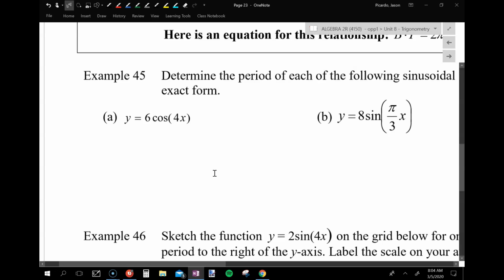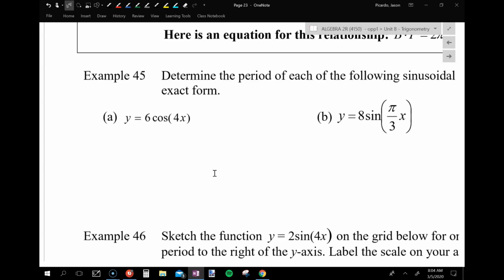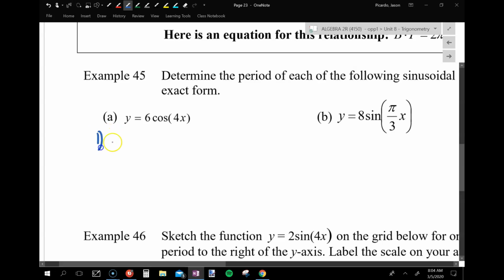Determine the period. How am I going to determine the period? Well, the first thing I need to do is figure out the frequency. And what is the frequency? 4. So the period is always going to be 2 pi divided by 4. Same as pi over 2.